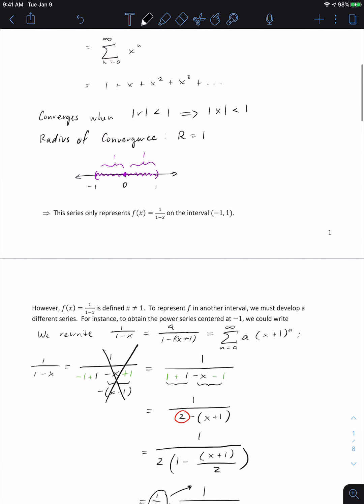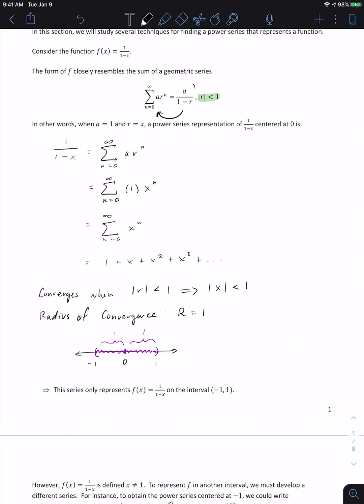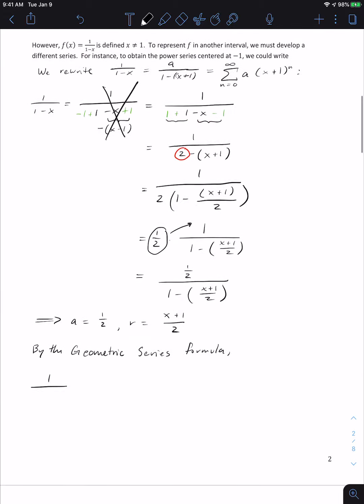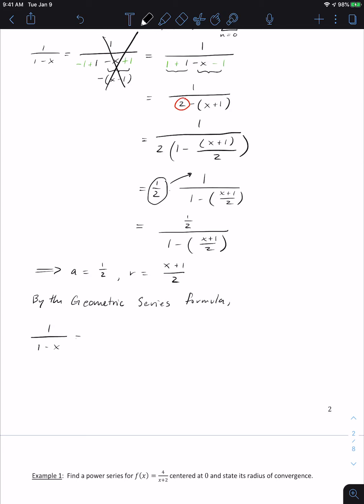right? What does this tell us? It says that every time I have something of this form, right, I have 1/2 over 1 minus x plus 1 over 2, I can rewrite it as this sum, right? So I can rewrite my guy 1 over the original guy, which was 1 over 1 minus x, as 1/2 over 1 minus x plus 1 over 2.